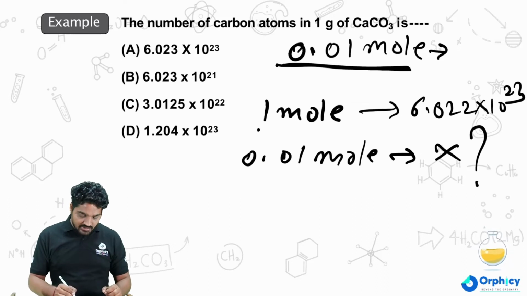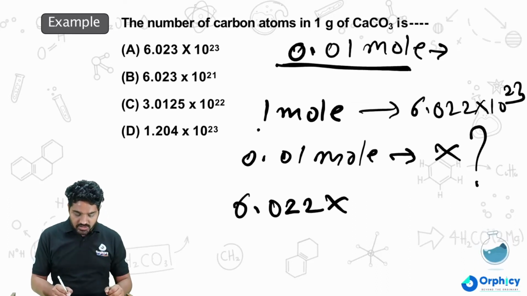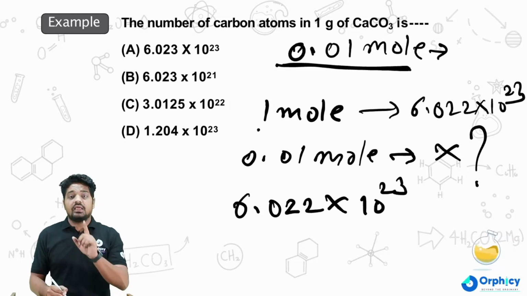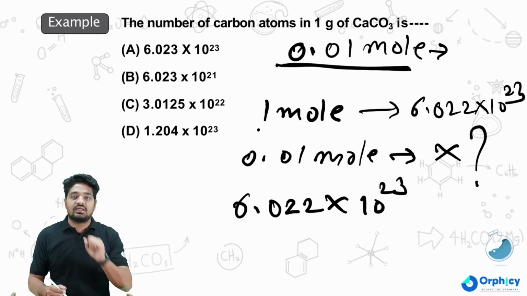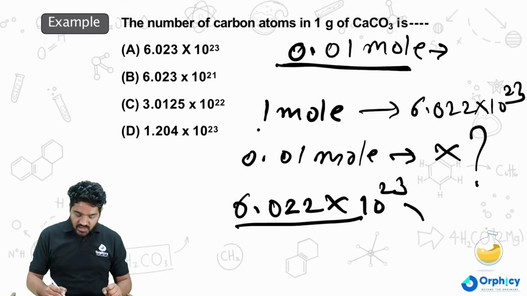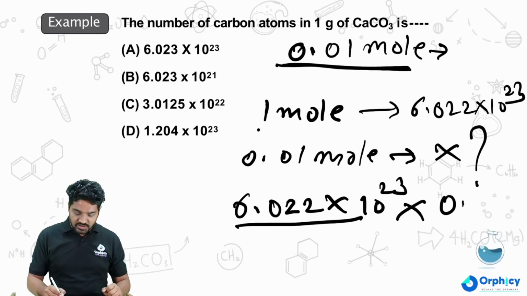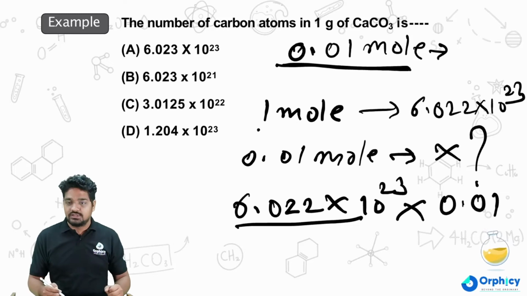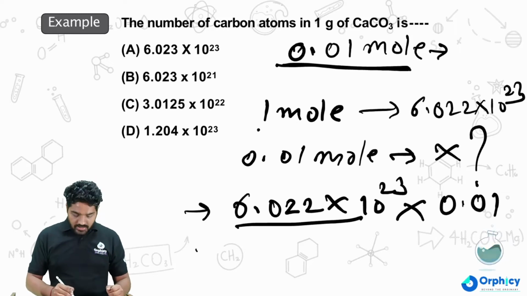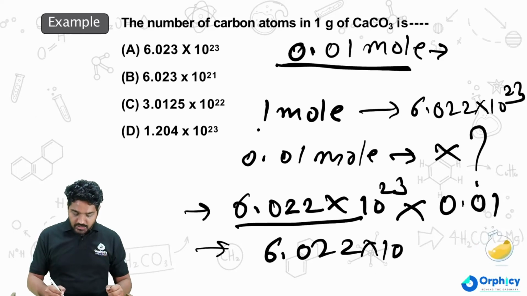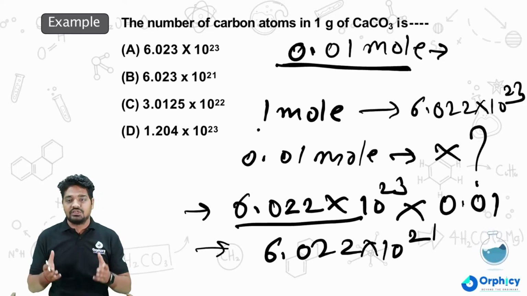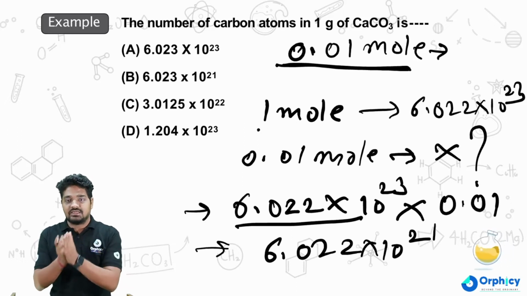So I can simply say that अगर मैं 6.022 इंटू 10 रेज़ टू पावर 23 को मल्टीप्लाई कर देता हूं, एक मोल के अंदर इतना नंबर ऑफ एटम होते हैं, तो अगर मैं इसे 0.01 मोल से मल्टीप्लाई कर देता हूं, तो आई कैन सिंपली गेट द आंसर. So I can get 6.022 into 10 raised to power 21. Now this is very simple. I just have to multiply this thing.